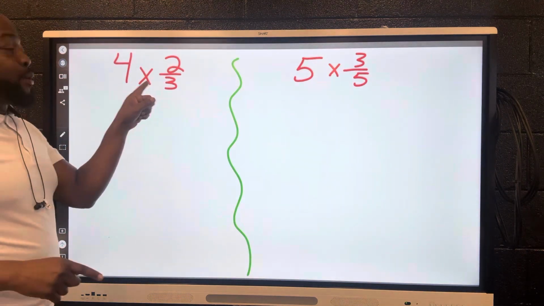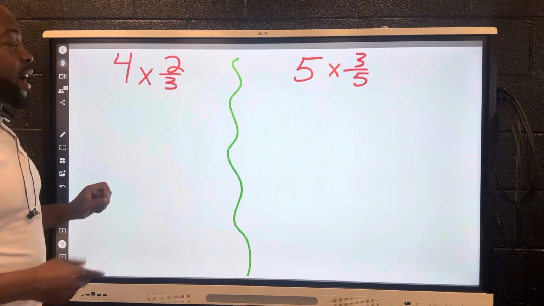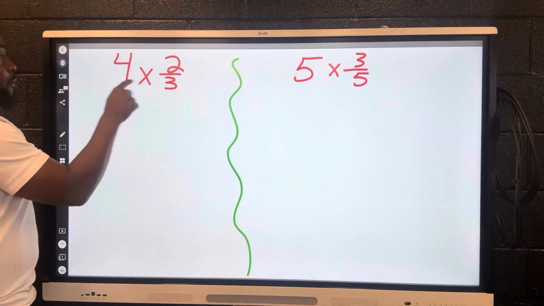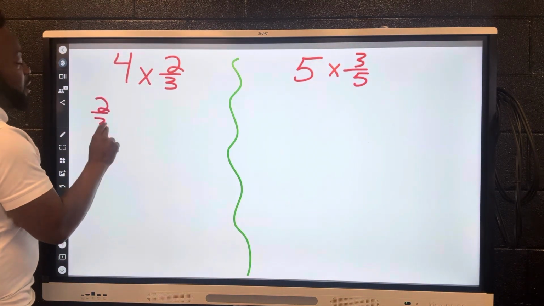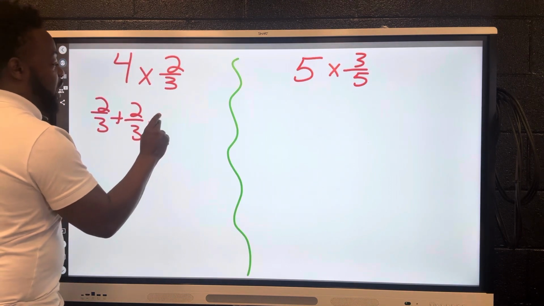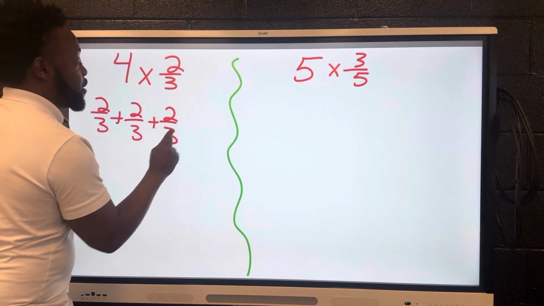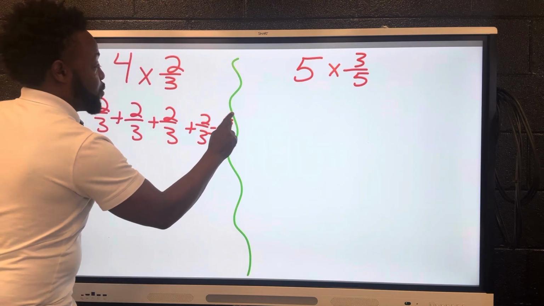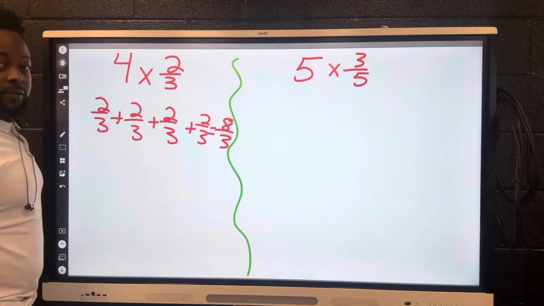My first example, I have 4 times 2/3. How am I going to solve this? I have two ways I can do this. 4 times 2/3 essentially means 2/3, 4 times. So I can add 2/3 four different times, and my answer will be 8/3.